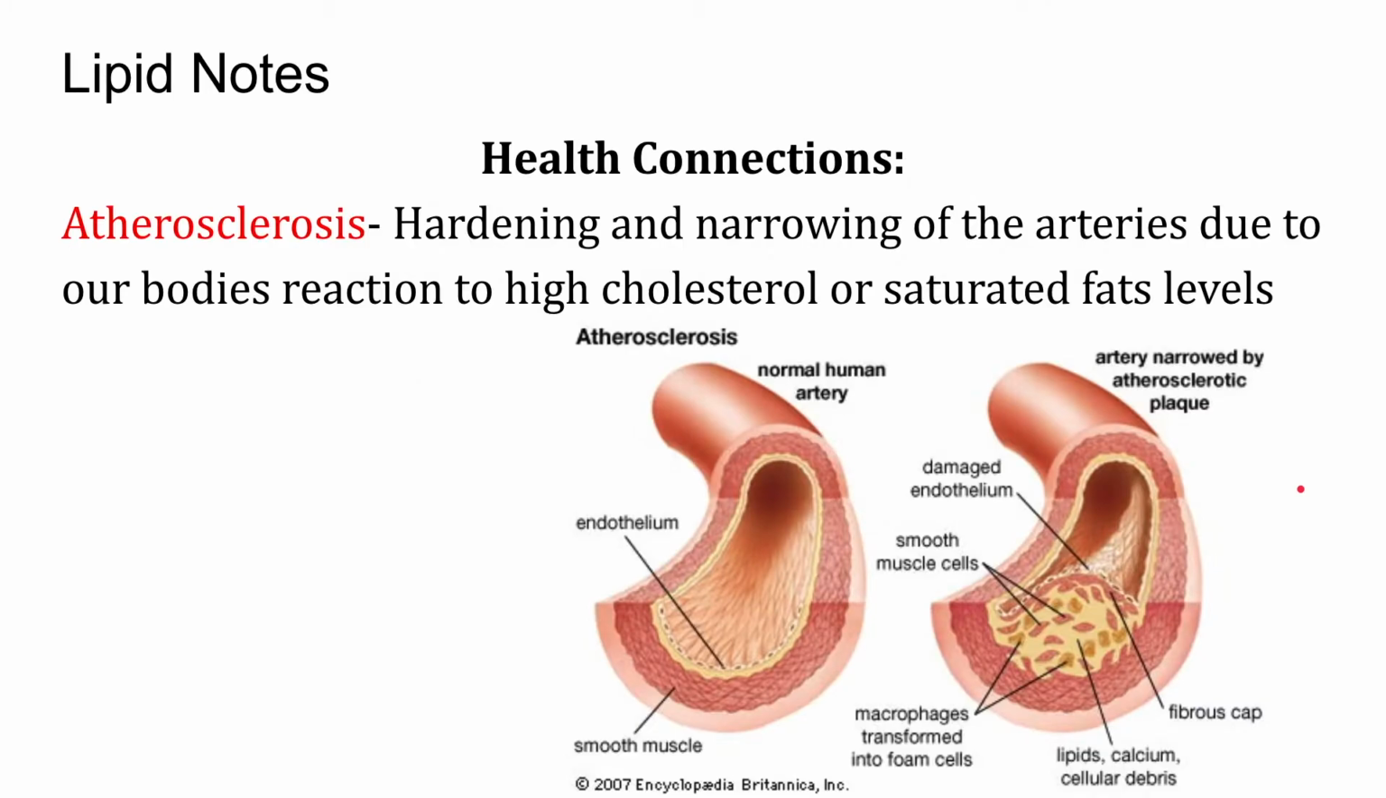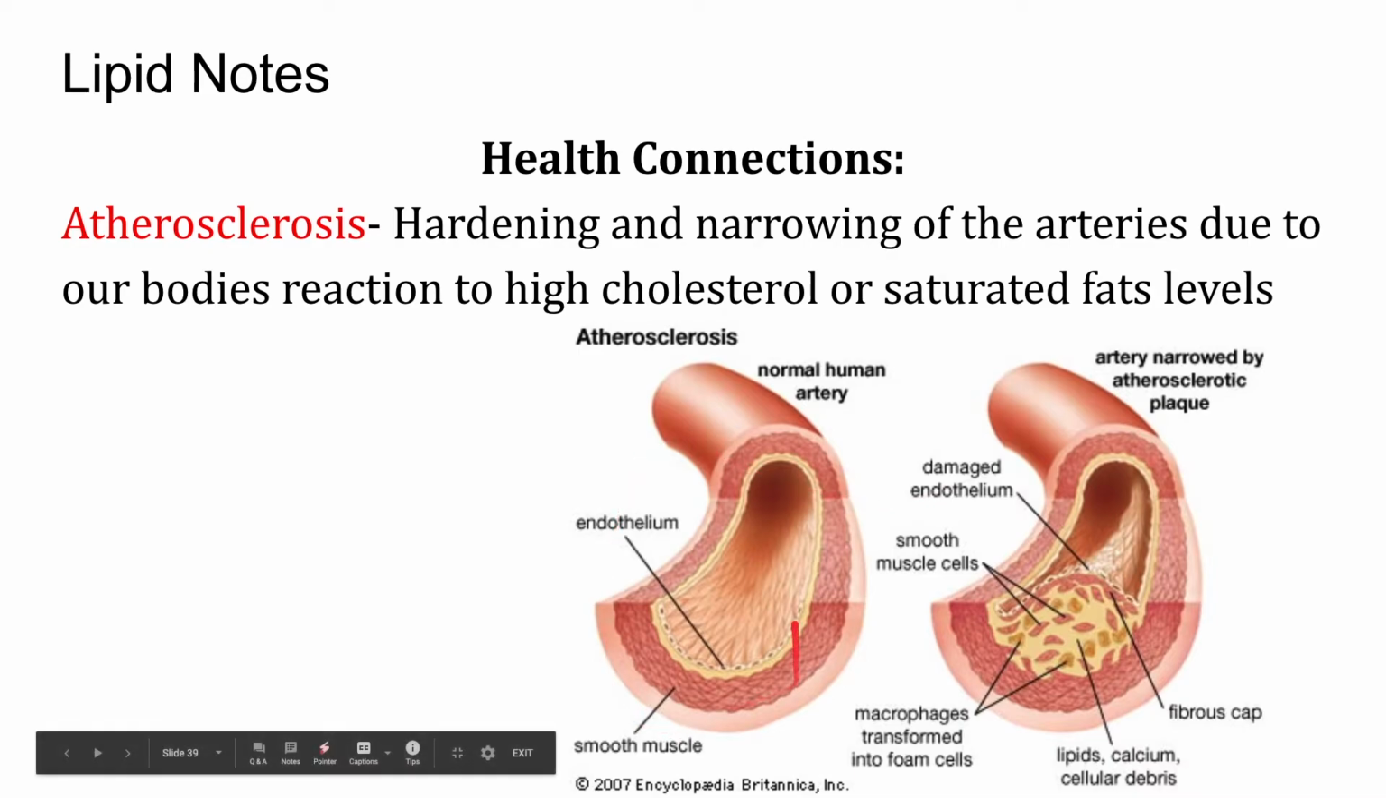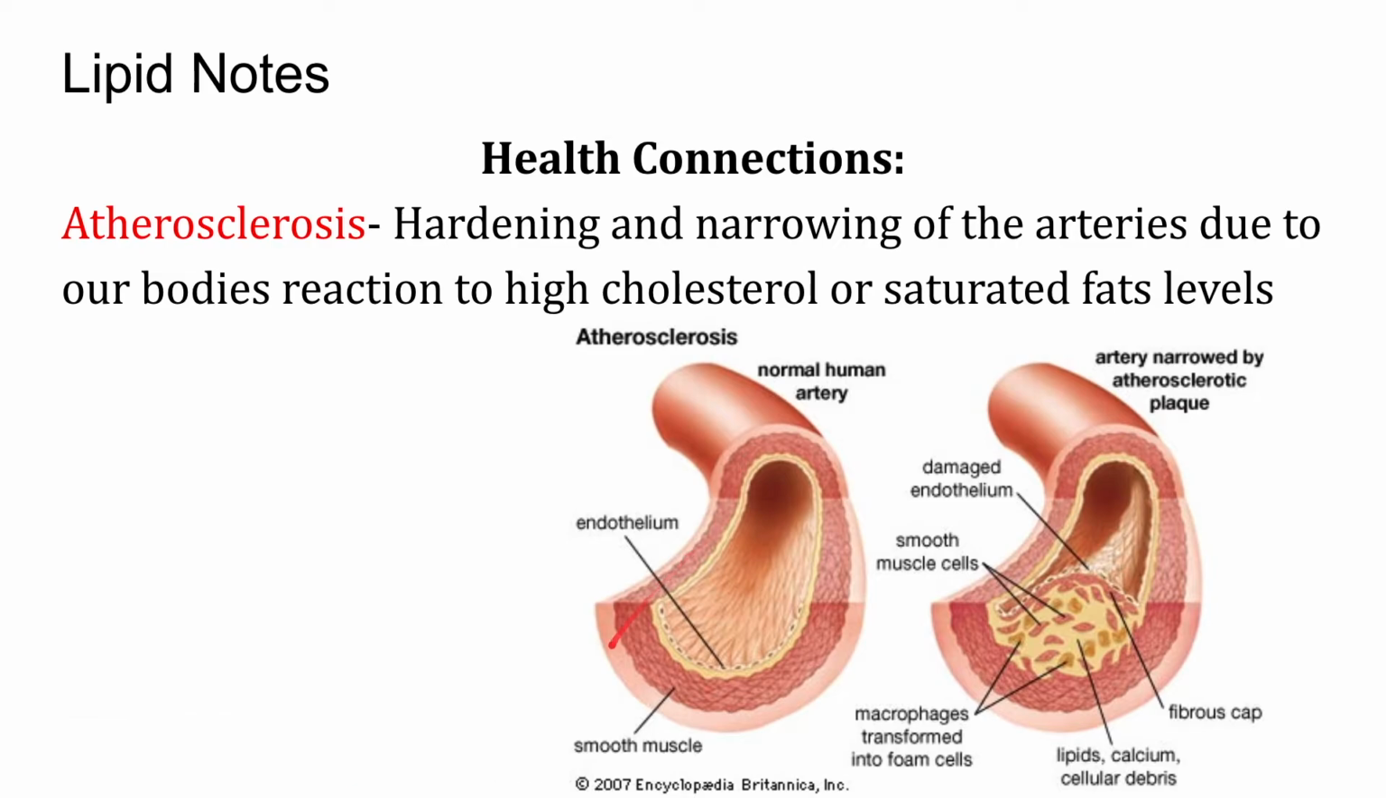And last but not least, when you attach the idea of lipids to health in general, you end up with a common term called atherosclerosis, which is the hardening and narrowing of the arteries due to our body's reaction to high cholesterol or saturated fat levels inside your bloodstream. So here we have a normal human artery. And let's just pretend they went on a McDonald's binger for months and months on end.